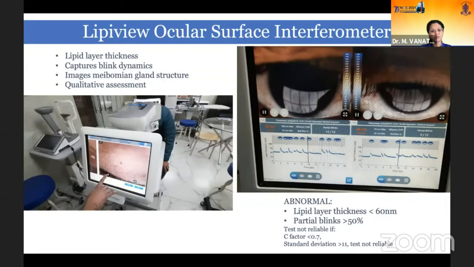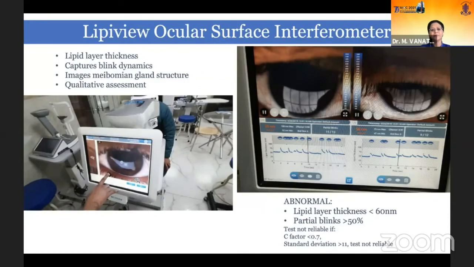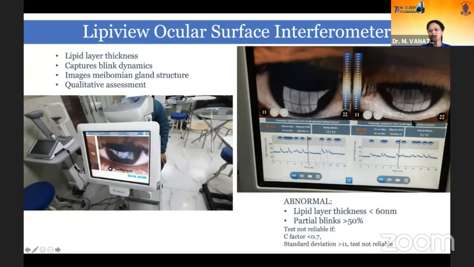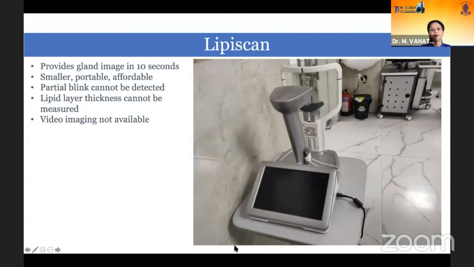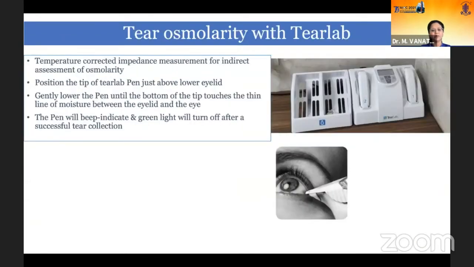The LipiView is yet another device which can help you look at the lipid layer thickness, the blink dynamics, and the meibomian gland structure, and give you a qualitative assessment. In particular, it gives you the tear interference pattern from which you can draw the values of the parameters you're looking at. The tear osmolarity method using the TearLab, which is based on temperature-corrected impedance measurement, gives you a numerical value of the osmolarity status of your tears.